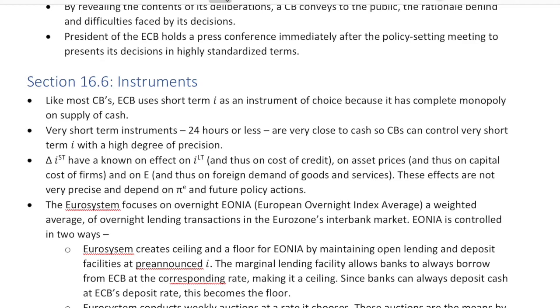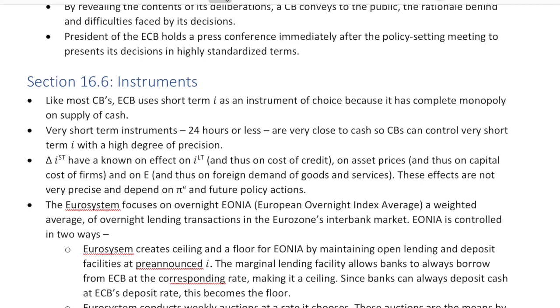So EONIA is controlled in two ways, right? And once again, this is exactly identical to how you would control the federal funds rate in the US. So the Euro system creates a ceiling and a floor for EONIA by maintaining open lending and deposit facilities at pre-announced interest rates, right? So how does that work? Well, the marginal lending facility always allows the banks to borrow from the European Central Bank at a corresponding rate, which generally is lower than the ceiling.